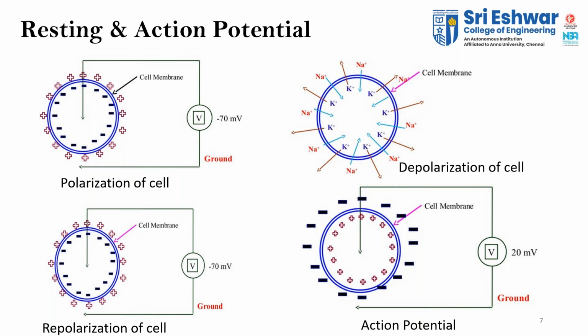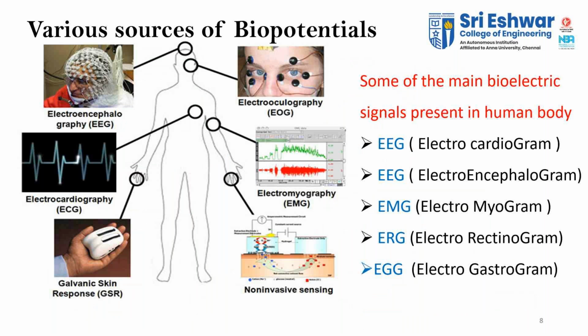That is depolarization of the cell. Next, we have repolarization of the cell. So what is depolarization? I am going to take the signal out of your cell. And next we have action potential. Action potential measures all the potentials developed by your individual cell by the movement of ions present inside that cell.